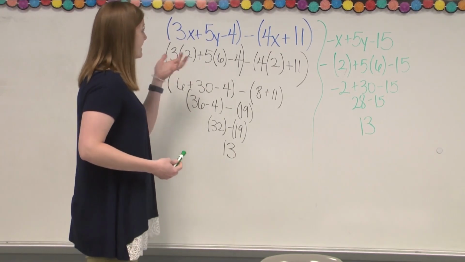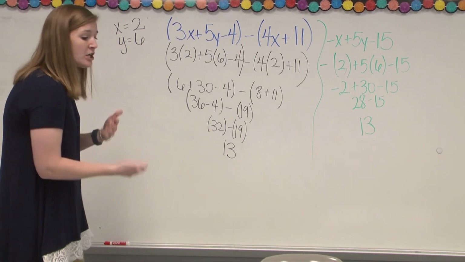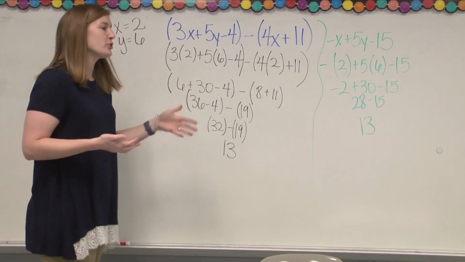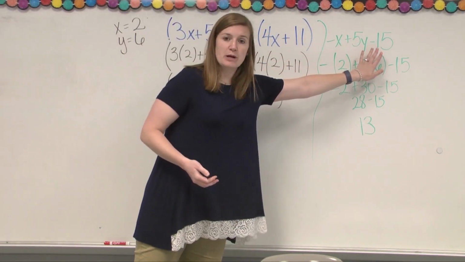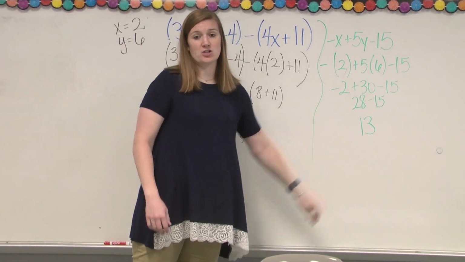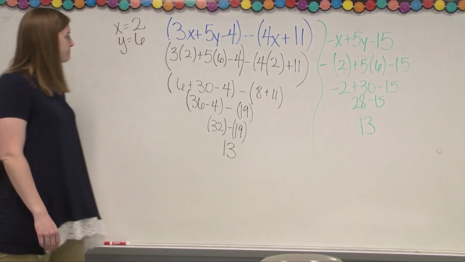I'm going to pause for a second in case you need to copy this down using x equals 2 and y equals 6. But remember that any numbers that you choose should work here in order to prove that this expression is actually equivalent to this expression, because when we've substituted those numbers in, we end up with the same number as our end result. So I'll pause for a second so that you can copy that if you need to.